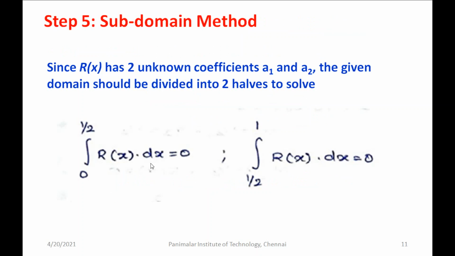Now coming to this example, what is the domain here? 0 to 1, right? So that domain is divided into 2 halves, 0 to 1 by 2. In this domain we have to integrate the residual and equate to 0. Similarly, for the next domain, 1 by 2 to 1, we have to integrate the residue and equate to 0. So this method will give you a better approximation than the point collocation method. Now these 2 integrations will give 2 simultaneous equations. On solving these 2 simultaneous equations, we are able to get the values of a1 and a2.